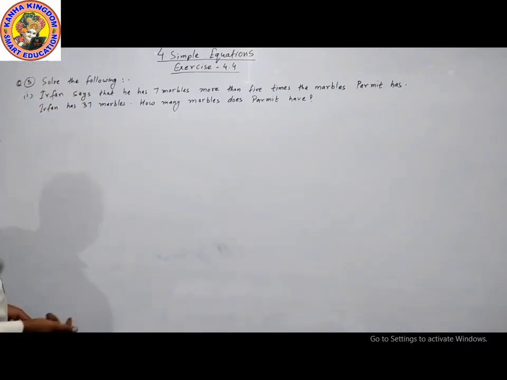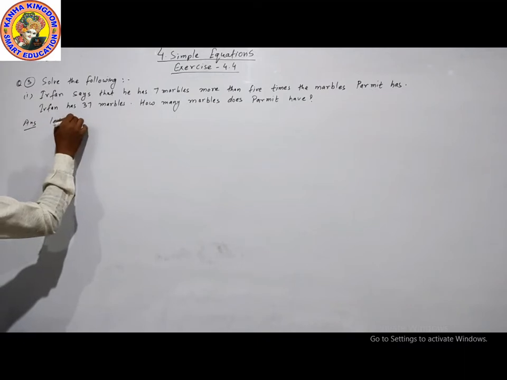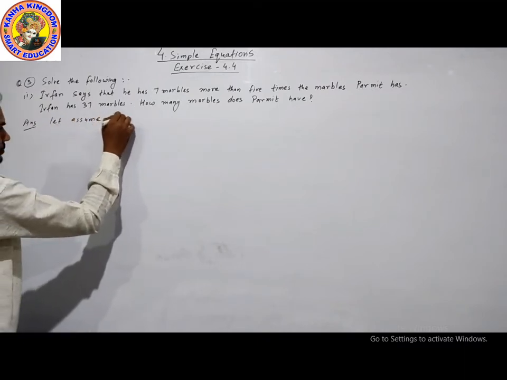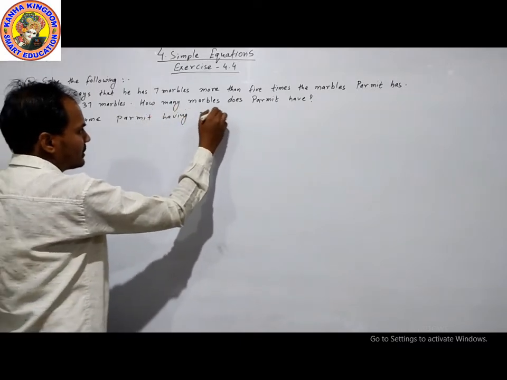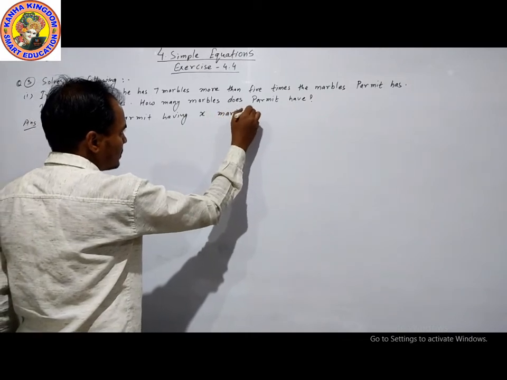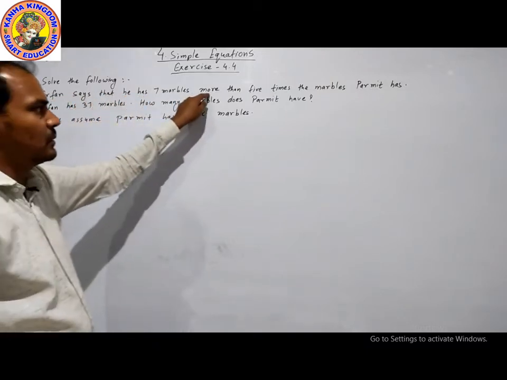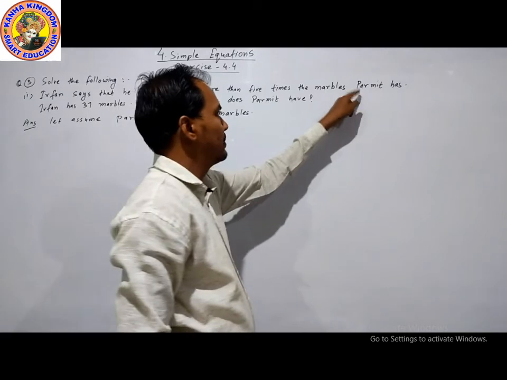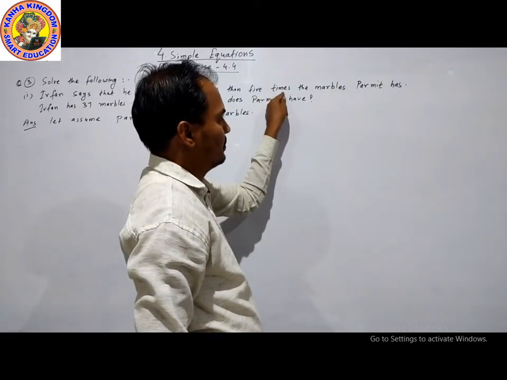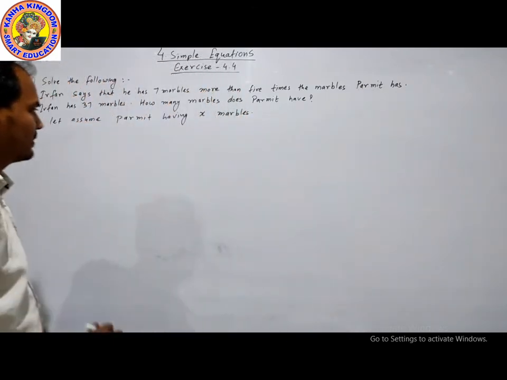Let us assume Parmeet has x marbles. Now Irfan says that he has 7 marbles more than, means plus, 5 times marbles Parmeet. Parmeet x. 5 times means multiply. 5 multiply x, more than means plus 7.